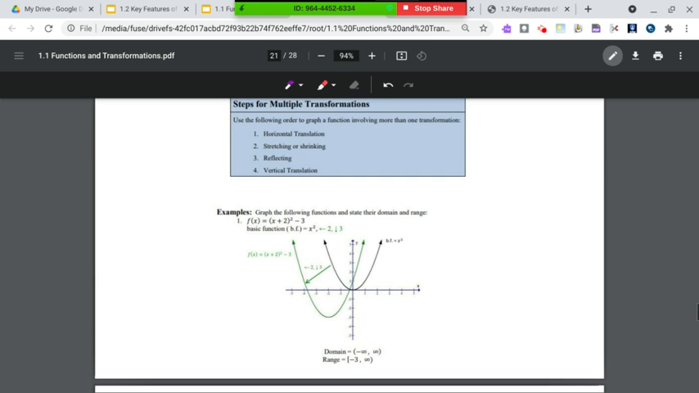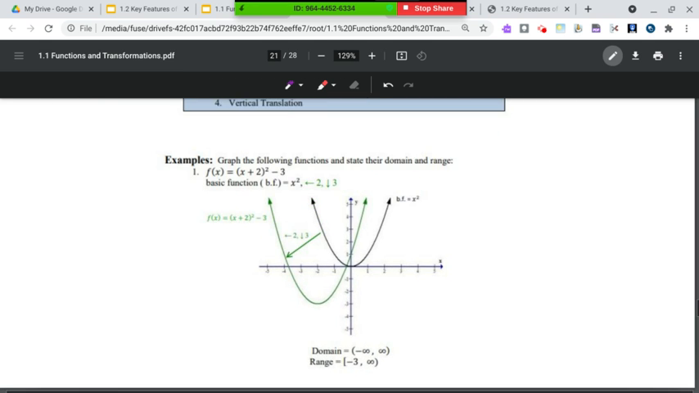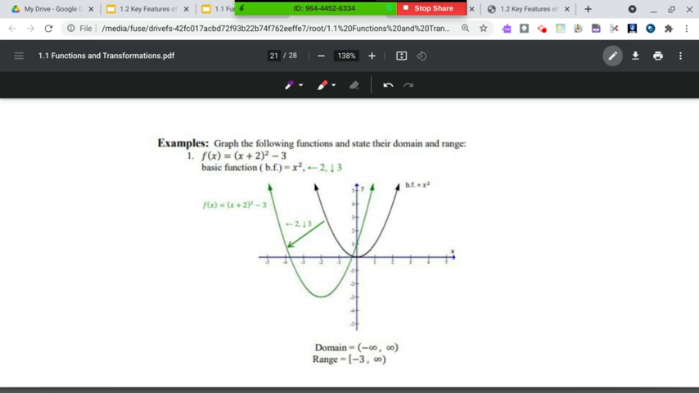Let's look at just this one here. We'll start with this one. It says graph the following functions, and it has it done for us, but let's talk about the actual function here. It says f of x equals (x plus 2) squared minus 3. So you want to first always look at the parent function. Your parent function is going to be that quadratic f of x equals x squared.